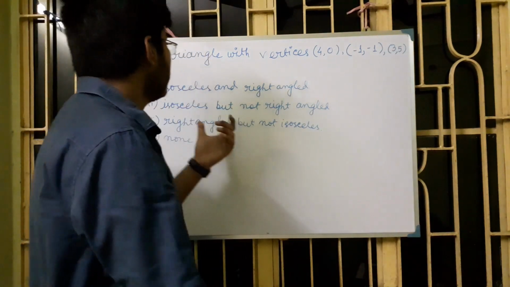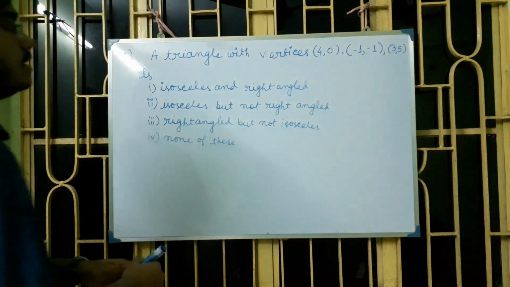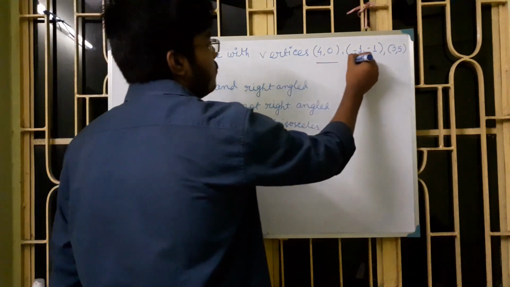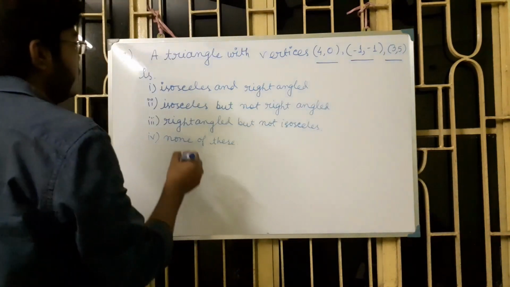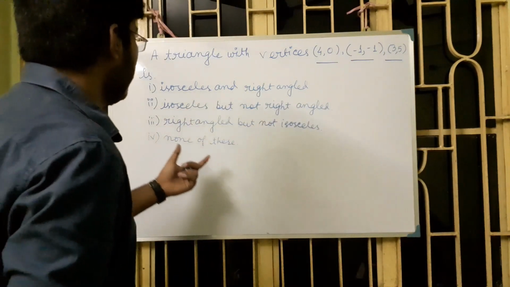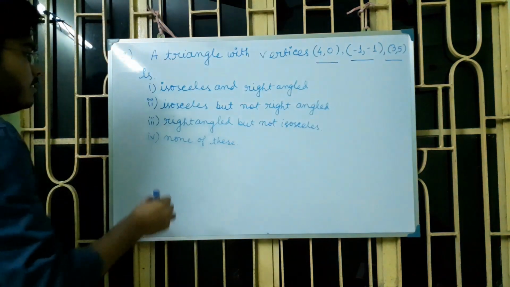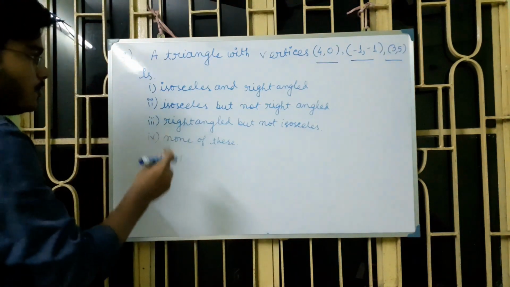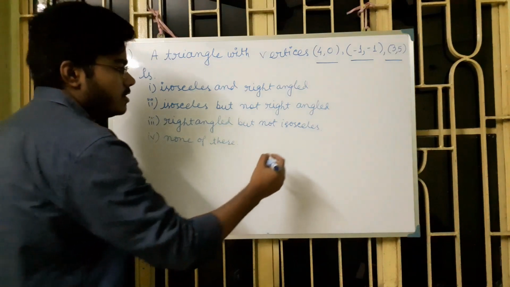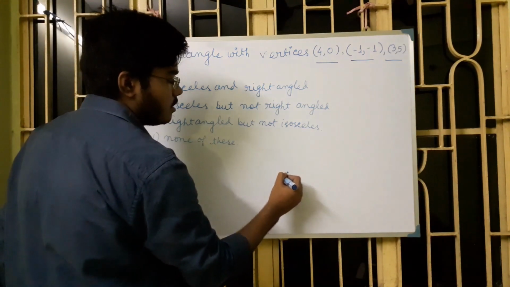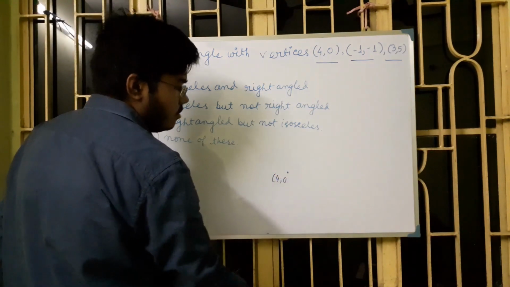So the next problem is: a triangle with vertices (4, 0), (-1, 1) and (3, 5) is isosceles and right angle, isosceles but not right angle, right angle but not isosceles, or none of these. So let's just do that.